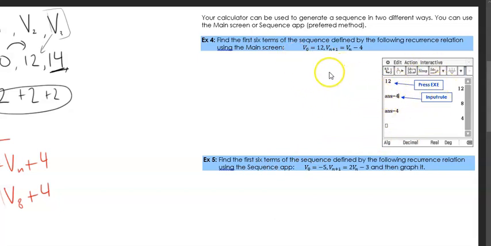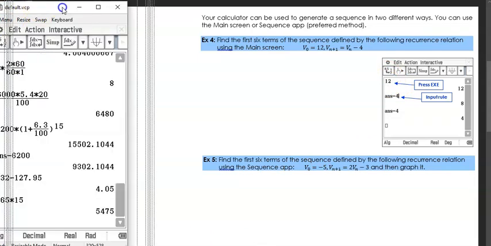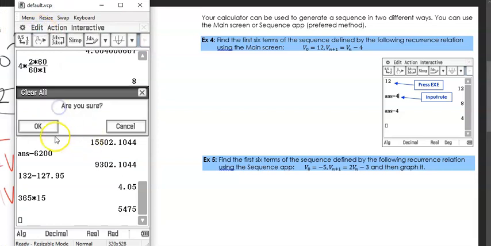We want to get the first 6 terms of the sequence defined by the following recurrence relation: v of 0 is equal to 12, and v of n plus 1 is equal to v of n minus 4. So we're just subtracting 4. Now this just shows that when you put it into your calculator here, when you click on the main screen here, I'll just go ahead and clear all of this.